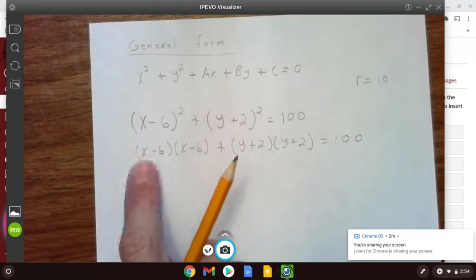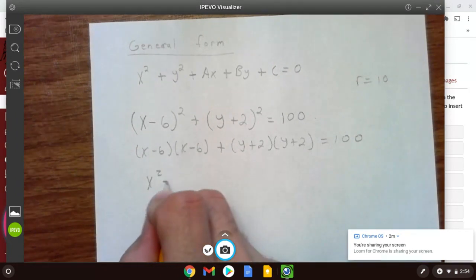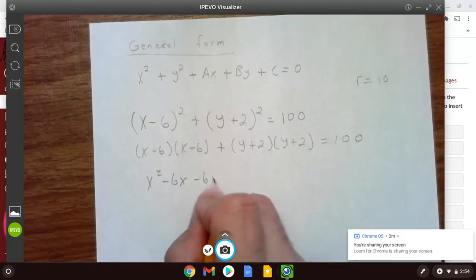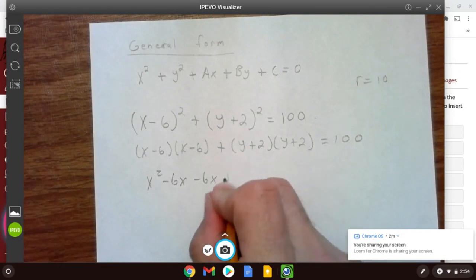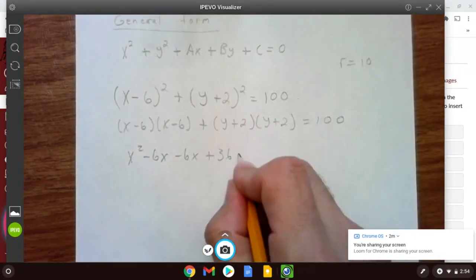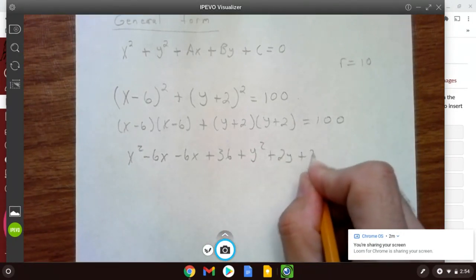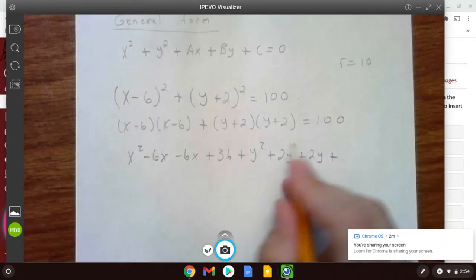And then we're going to do x times x. So we're going to simplify all this. Negative 6x, negative 6x, and negative 6 times negative 6 is 36. Let's see, y squared, 2y, 2y, and 2 times 2 is 4.